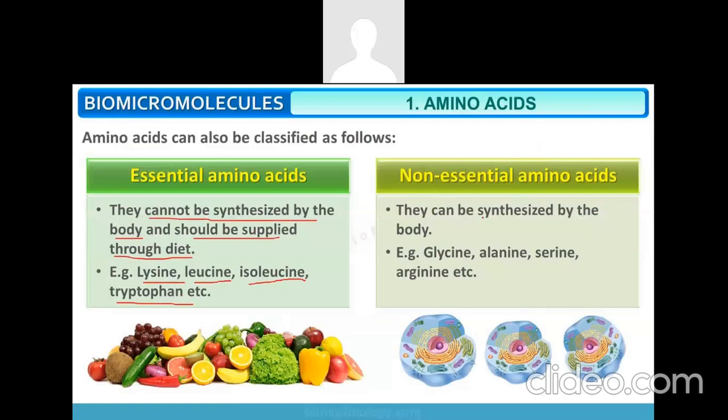Non-essential amino acids can be synthesized by the body. Examples include glycine, alanine, serine, arginine, etc. So they are synthesized by the body, but they do not find any active usage inside the body.